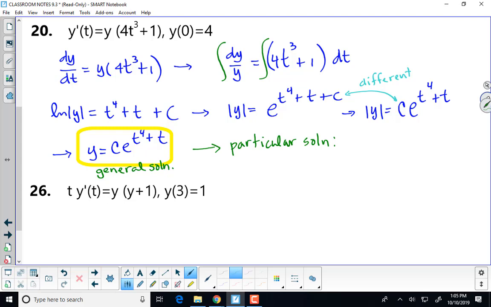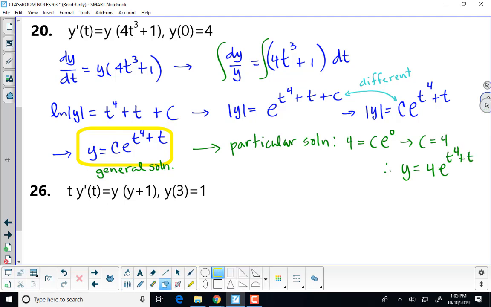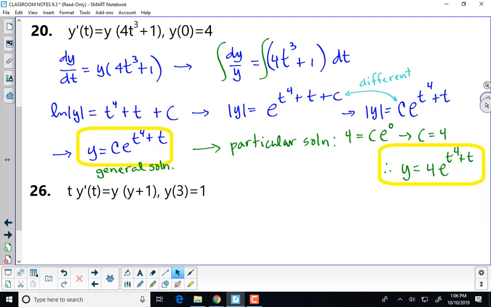So what does that tell us that c is equal to? 4 is c times e to the 0, right? So that tells us that c is 4. So therefore, the particular solution, the solution that has this point on it, is going to be 4e to the t to the fourth plus t. Oh, I did this wrong. That will be our particular solution. Does that make sense to everybody? Any questions? So we just plug in that initial value, solve for c, and then back substitute it.